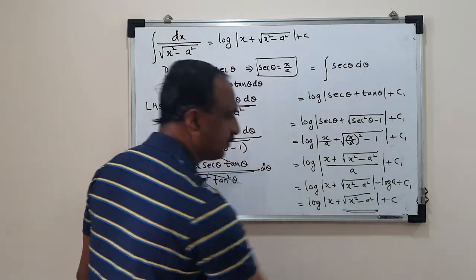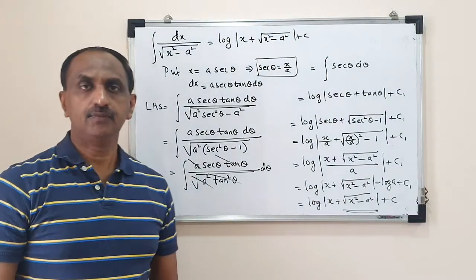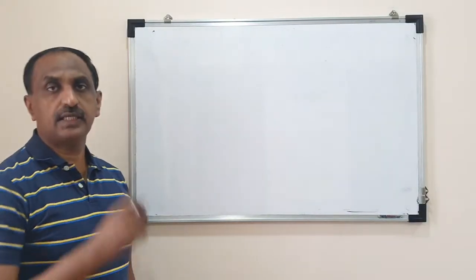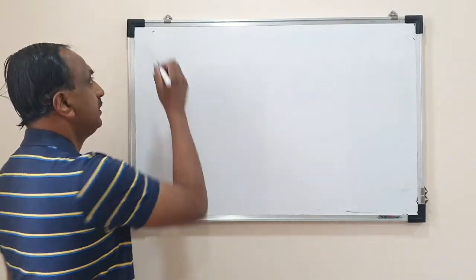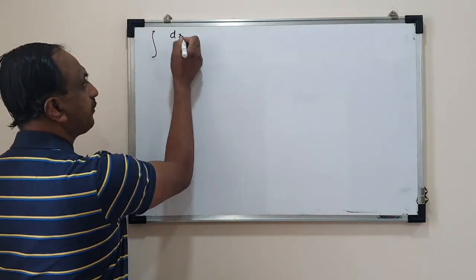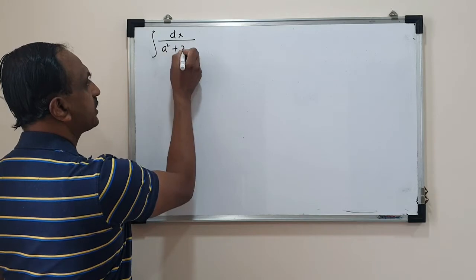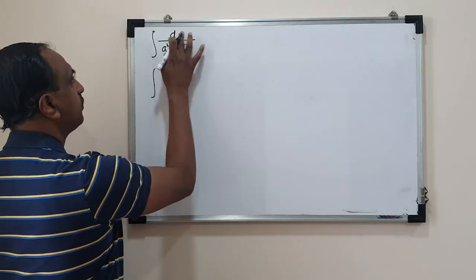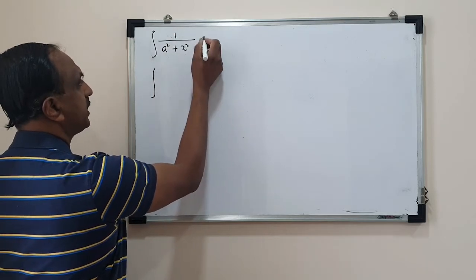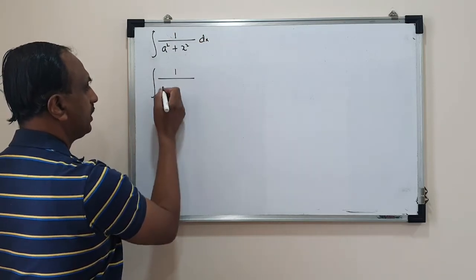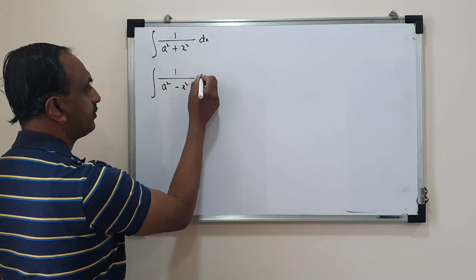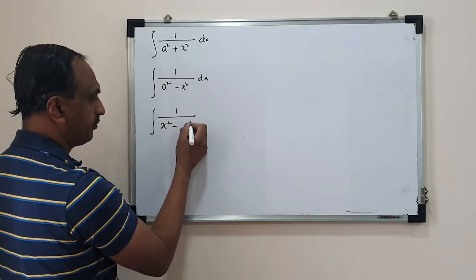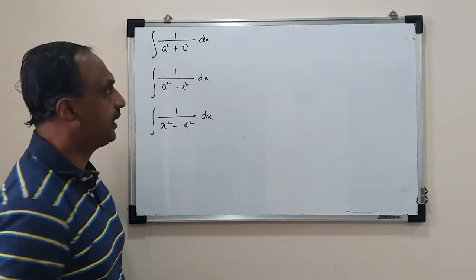So these are the 6 formulae that we have derived. We'll just revise all the 6 formulae once again. Let's try to remember the formulae. We had first 3 formulae. One is 1 upon a square plus x square. It'll be better to understand that way. Then 1 upon a square minus x square, and 1 upon x square minus a square. These are the first 3 formulae.